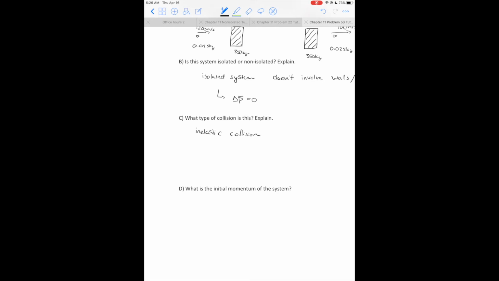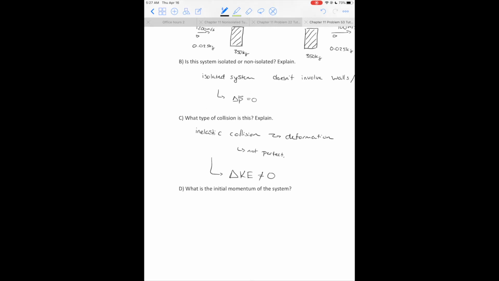It's an inelastic collision. There's deformation, but it's not a perfectly inelastic collision, right? So all we can say at this point is that delta KE, our kinetic energy, is not equal to 0. We are going to lose some amount of kinetic energy in our system here, just through the deformation.